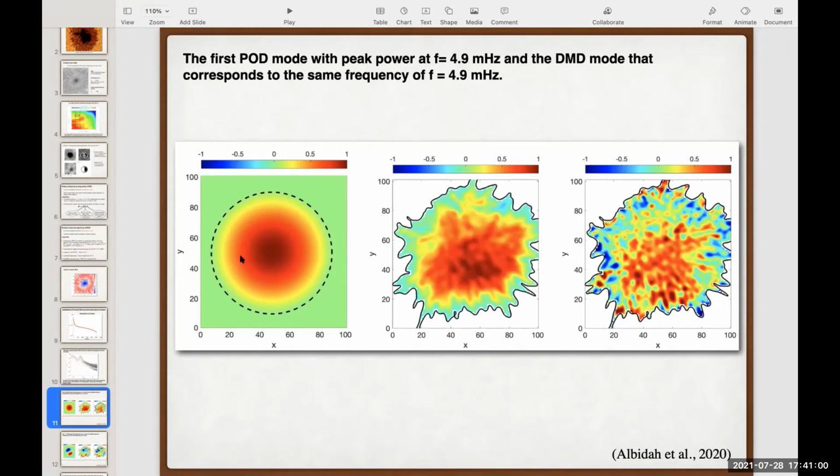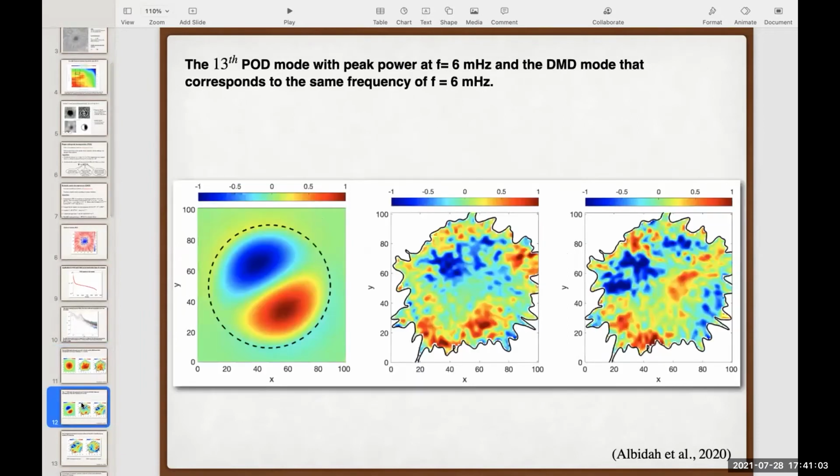The second mode is the fundamental kink, which was identified by the Fourier analysis filtering, as I showed at the beginning. The POD has its peak at 6 millihertz, and this frequency is included in the filter range. So it could be the mode that they have detected, and there is also a DMD mode corresponding to 6 millihertz.